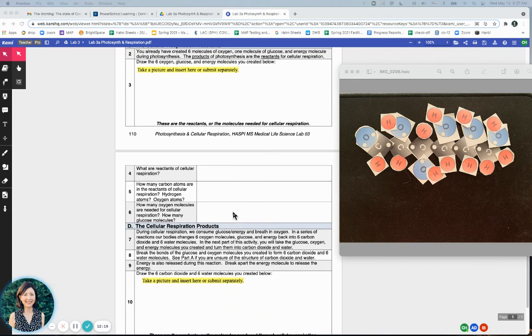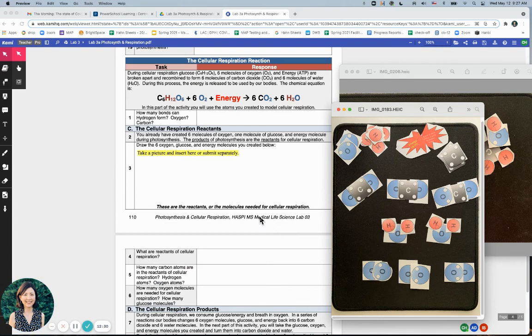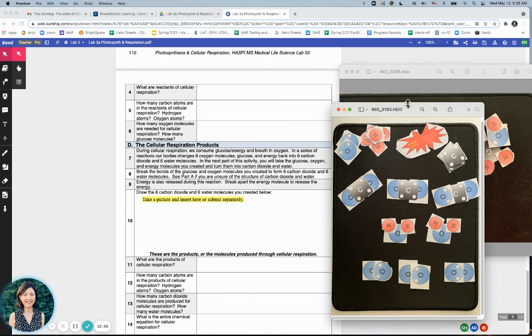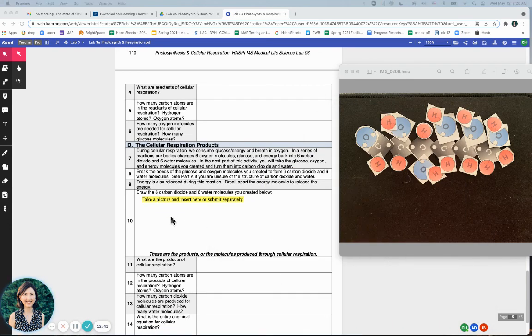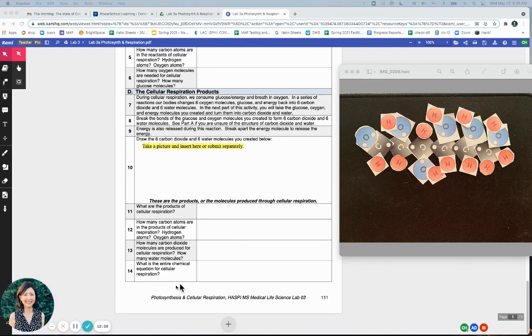And then how many molecules did you make? So here's 1 molecule of glucose, and then how many molecules of oxygen? And the answer is right up here. Okay, 6 molecules of oxygen. Then you're going to go ahead and do the products, which were the same 6 carbon dioxide and 6 water molecules that you took a picture of earlier. Those were the reactants for photosynthesis. Now these are the products of cell respiration. So you're just going to put that same picture here, and then you're going to answer those questions.